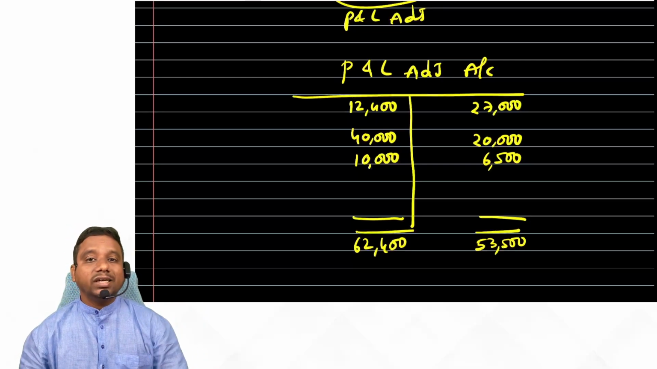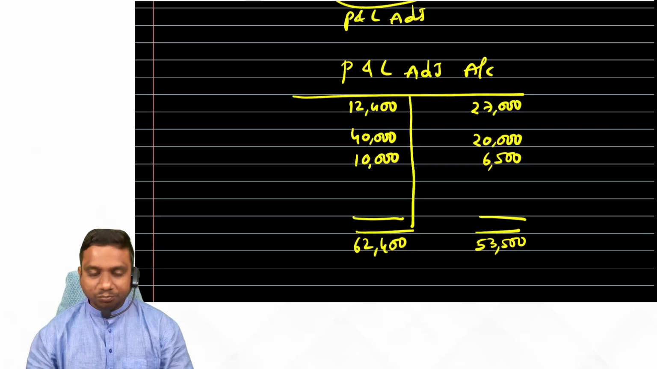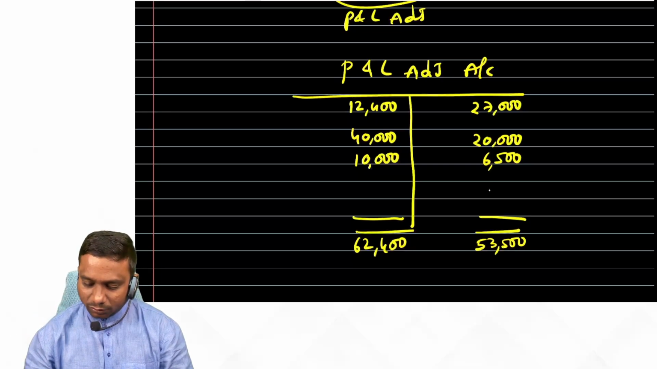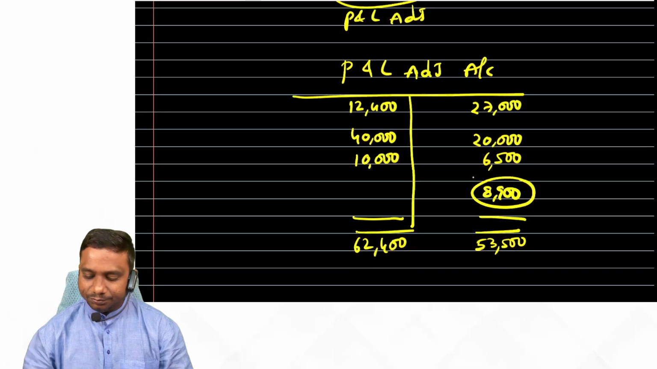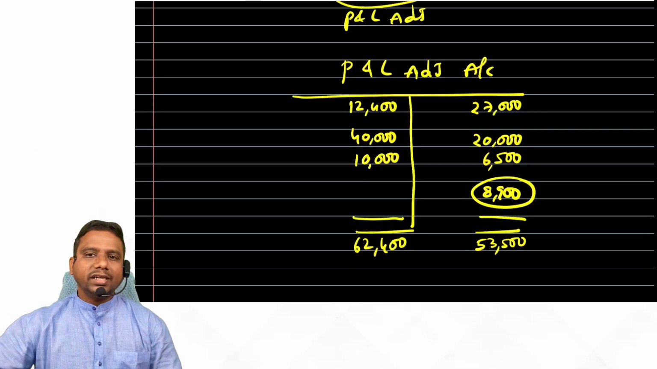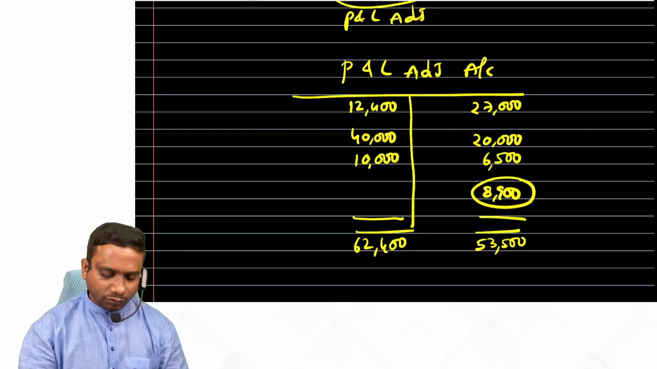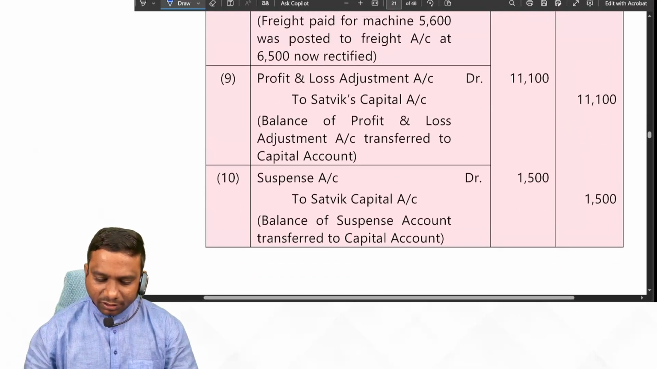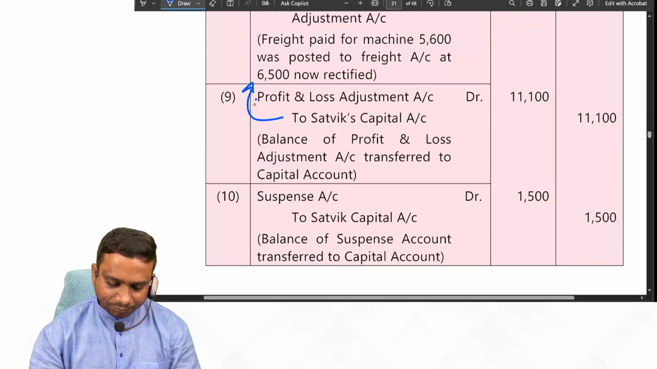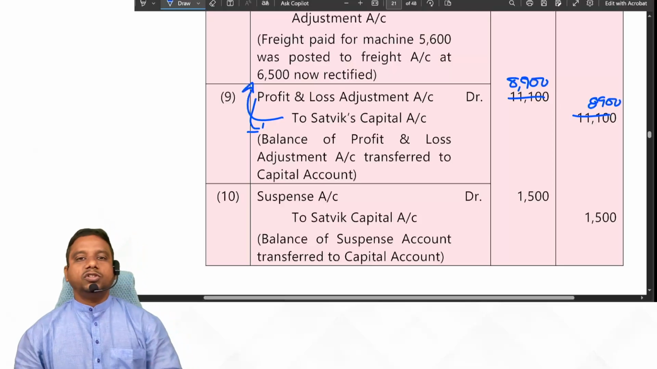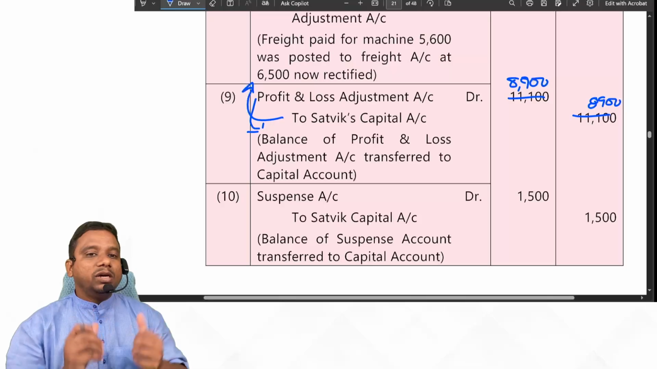8,900 debit balance more or credit balance more? The P&L adjustment account debit side is more now, so the capital account is debited and the P&L adjustment account credited. So 8,900. Carefully, 8,900 rupees debit balance now. How do we record the entry? Observe this. This entry must be reversed with 8,900, students. Observe carefully, because the P&L adjustment account is showing more debit balance now.